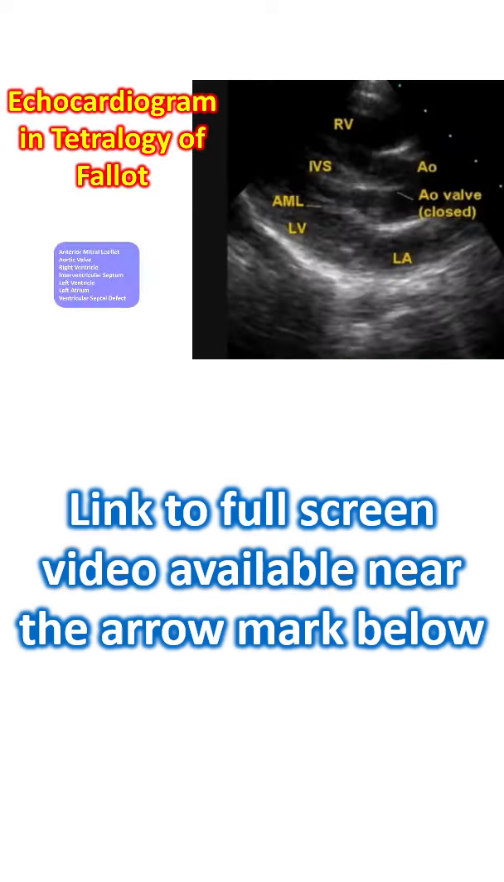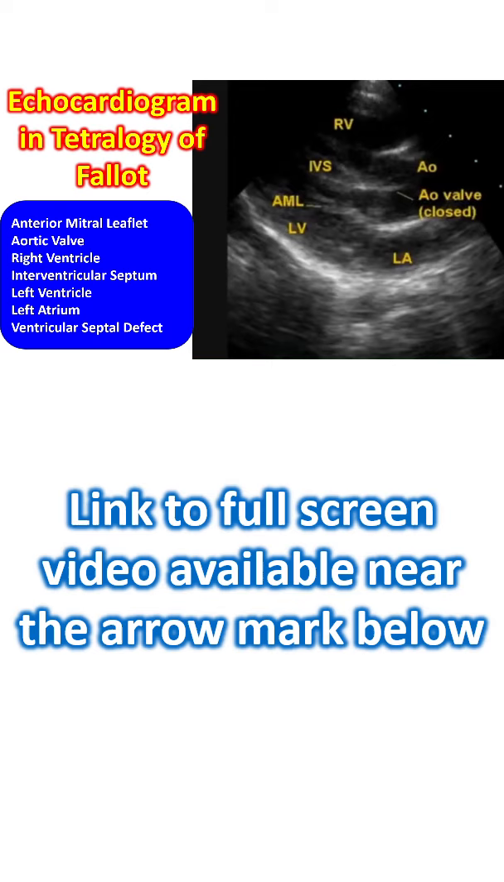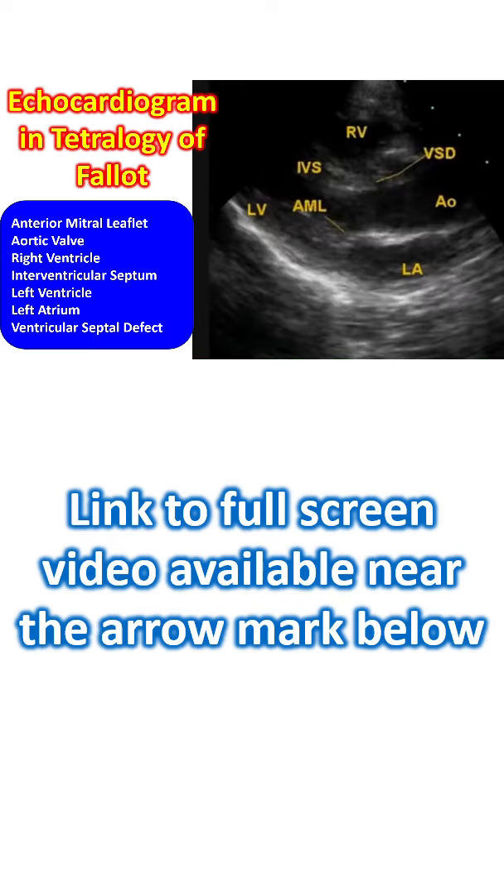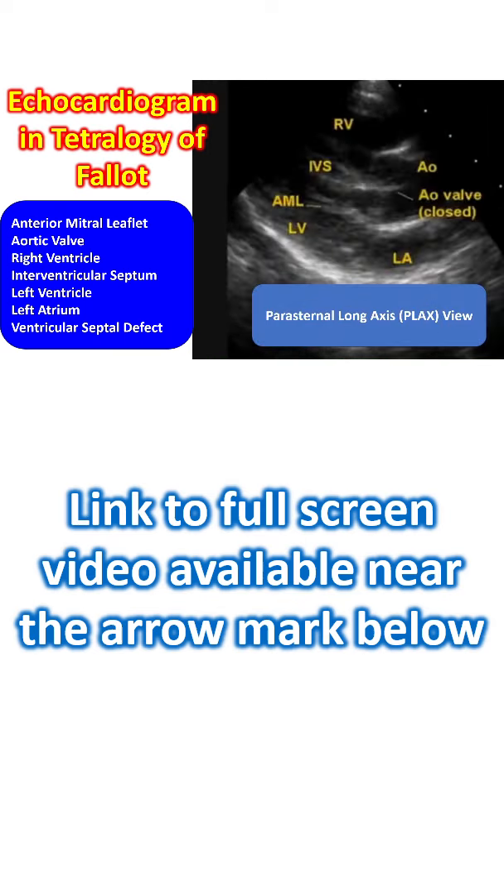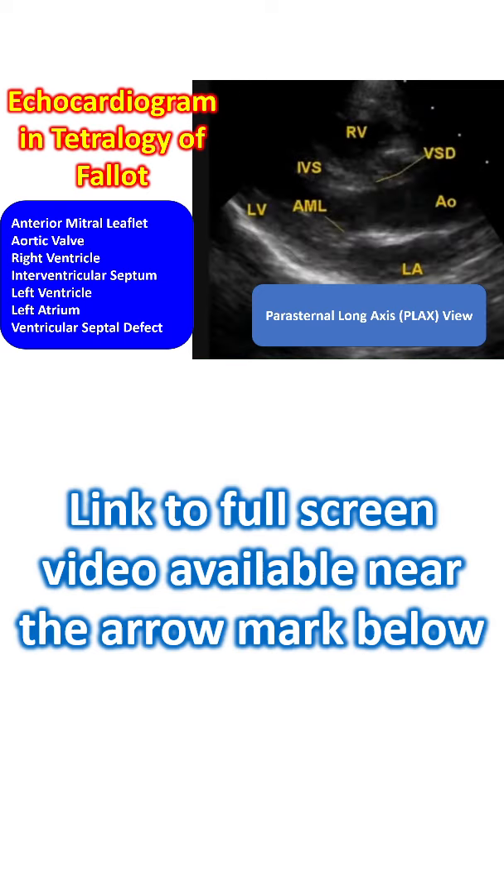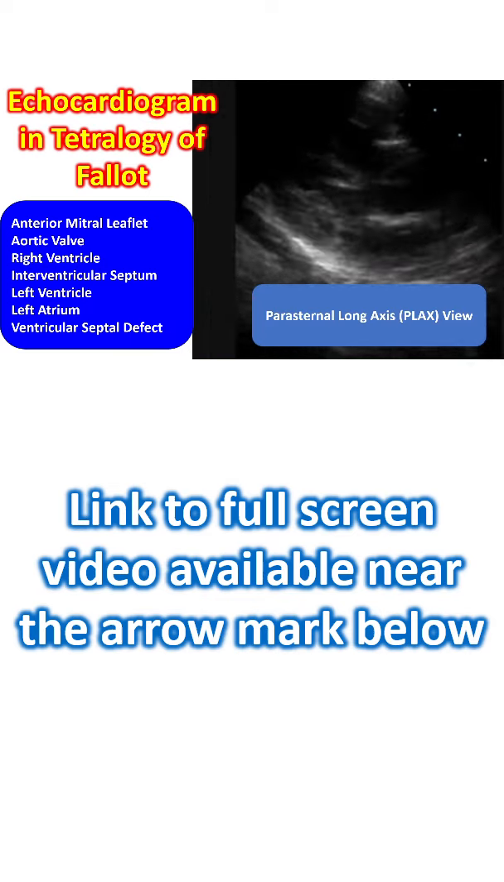Color Doppler echocardiogram in Tetralogy of Fallot. Parasternal long axis view shows ventricular septal defect and aortic override. RV right ventricle, IVS interventricular septum, AO aorta, AML anterior mitral leaflet, LV left ventricle, LA left atrium, VSD ventricular septal defect. Right ventricular free wall is hypertrophied.